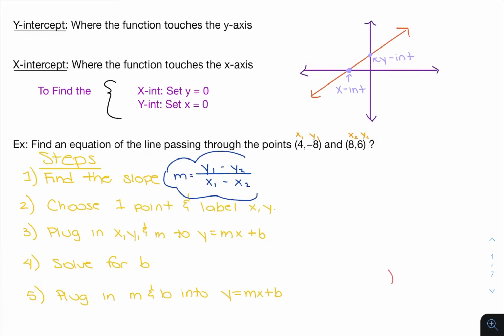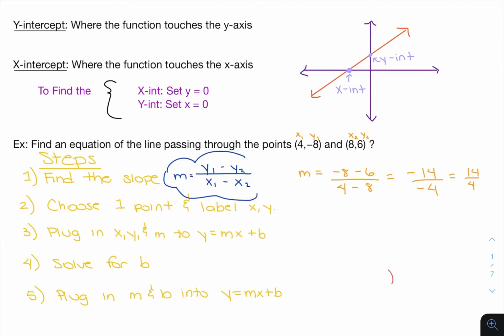Now let's just plug it into our slope formula. So slope is represented by m, and we have negative 8 minus 6 all over 4 minus 8. So if we subtract negative 8 minus 6, this is actually equal to negative 14. And if we subtract 4 minus 8, we get negative 4. We have a negative over a negative. A negative divided by a negative is positive. So this reduces to positive 14 over 4.